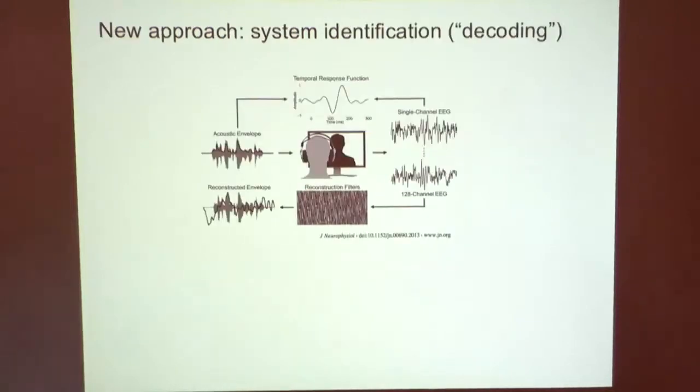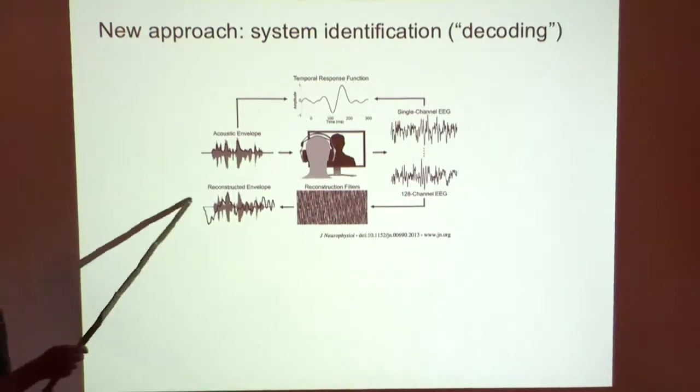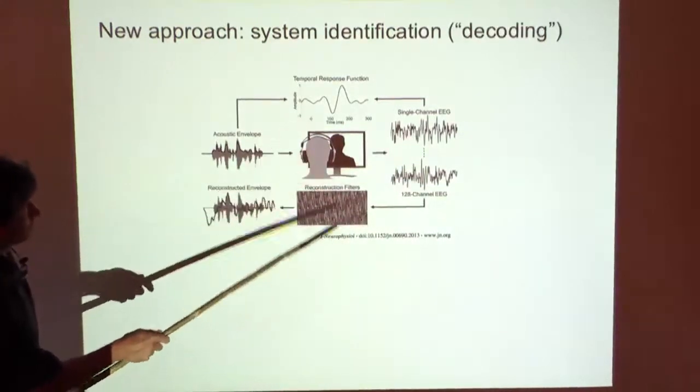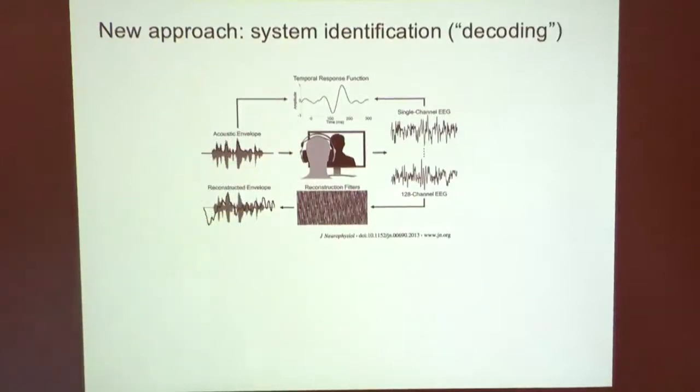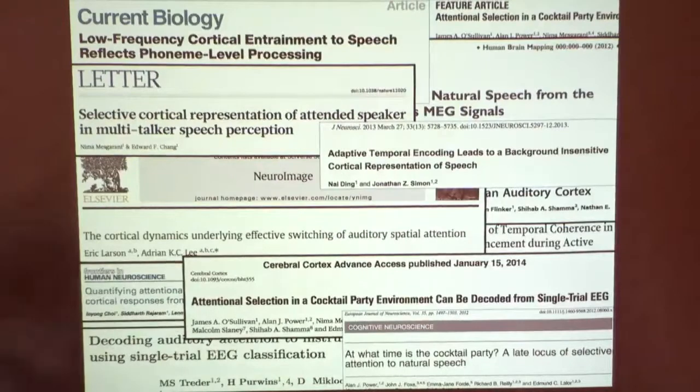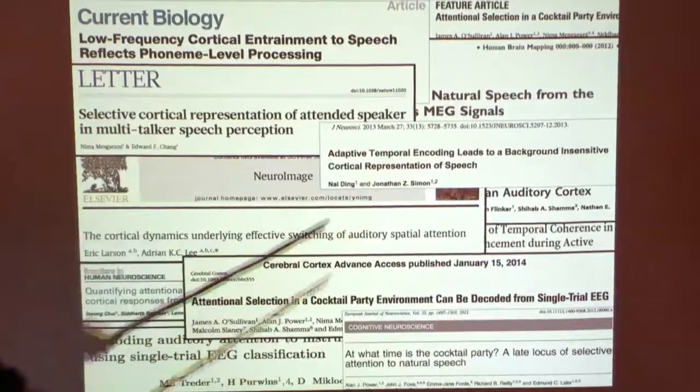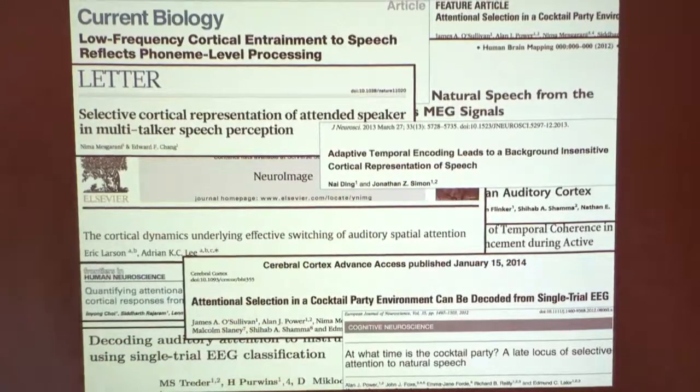So a new approach has been gaining momentum over the last few years, which is based on system identification or decoding. So basically you have an ongoing stimulus here, you record the brain response, and using the appropriate type of algorithms, you try to determine the properties of the system, usually as a linear system. And there are tons of papers that have come out. Mesgarani, Ding, well, Jonathan Simon, who talked last week, is one of the major players, and so on.